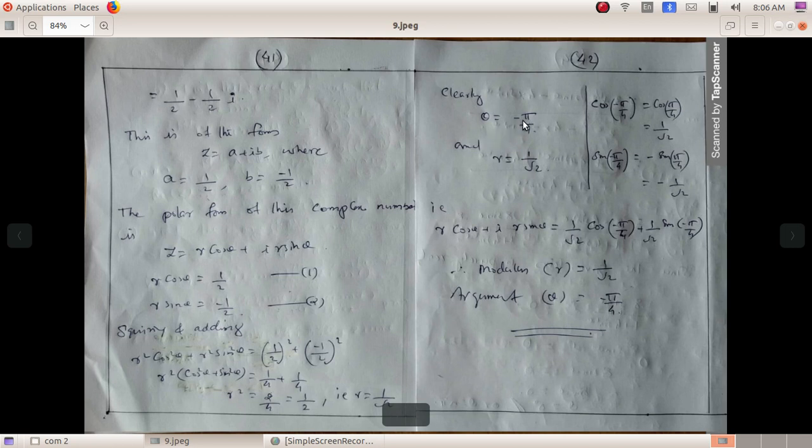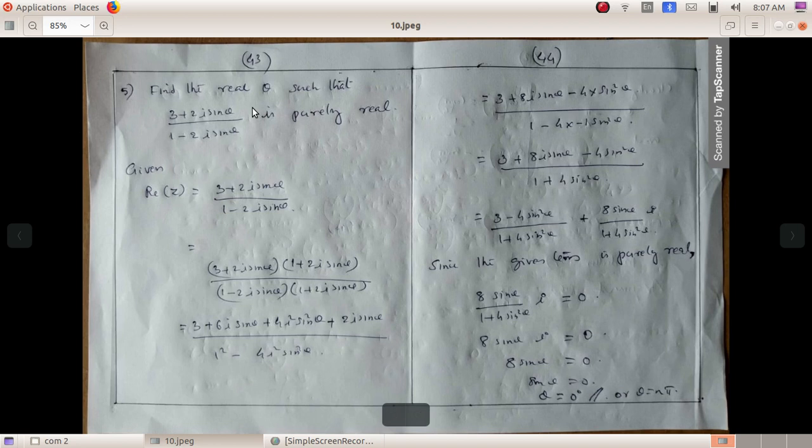Okay. Theta is equal to minus pi by 4. Here it is very simple because cos(minus pi by 4) is equal to cos pi by 4, that's 1 by root 2. Sin(minus theta) is equal to minus sin theta. We learned this from the trigonometry chapter. So sin(minus pi by 4) is equal to minus 1 by root 2. So there is no need to take tan theta because it is very simple to identify the value of theta. So you got theta is equal to minus pi by 4 and r is equal to 1 by root 2. So this is the argument of the complex number and this is the modulus, right? Okay.